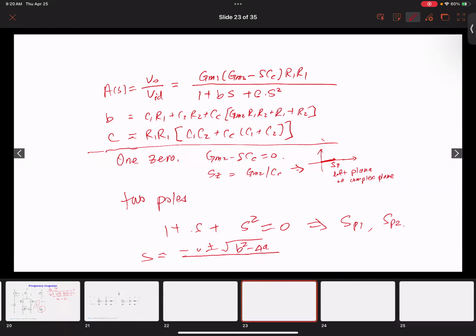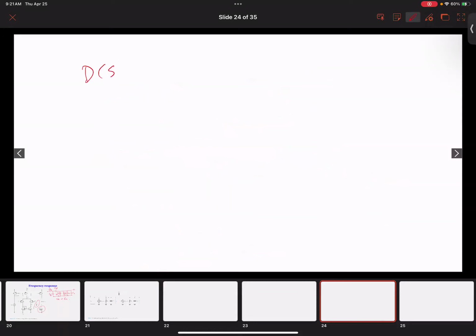So here we will have B, C, and then this again will be 4AC, where A is 1, and times 2A. So in theory, you can do this one to get S1 and S2, right? But for simplicity, we're going to do it in a different way. We're going to let D of S equal to 1 plus, now I'm going to call B, S plus C S squared. Now this C is a constant. This C is not a capacitor, okay? Just don't confuse. Not a capacitor.